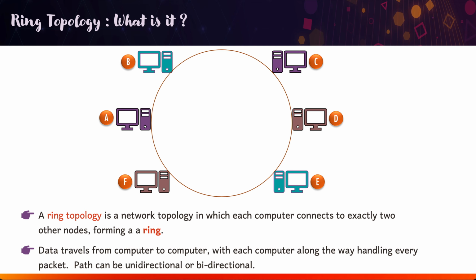In a ring topology, the control to the wire is multiple. There are multiple ways in which the access to the wire is controlled. The most popular one is called a token ring. What is a token ring?